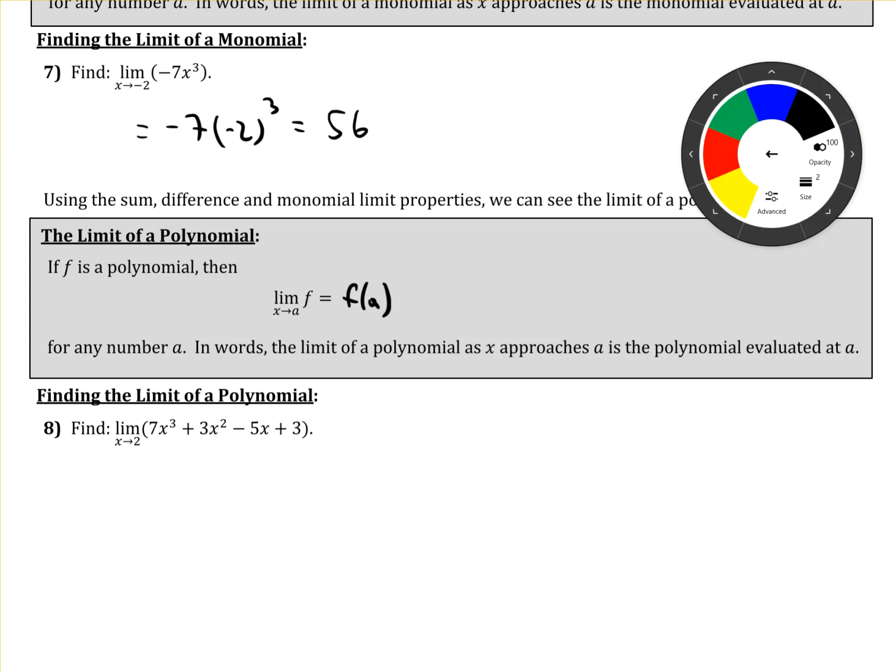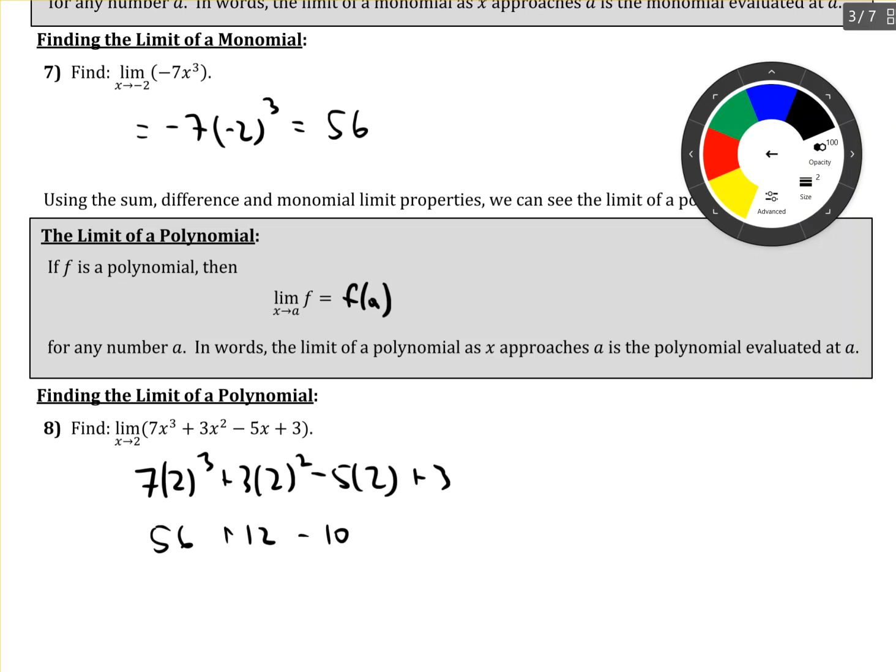Because that's exactly what I'm going to do for number 8. I'm going to plug in 2. So I get 7 times 2 cubed plus 3 times 2 squared minus 5 times 2 plus 3. So 2 cubed is 8 and gets me 56 plus 12 minus 10 plus 3. So I get 61.